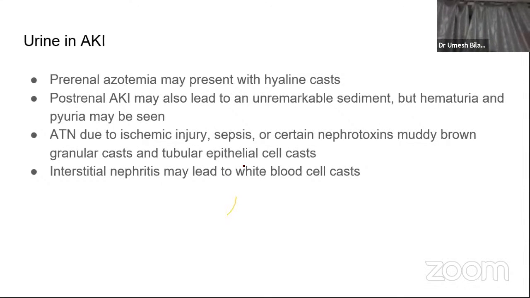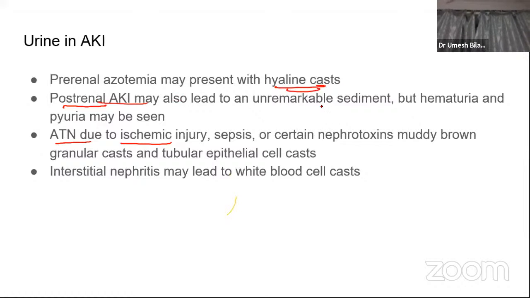Urine in AKI. Prerenal azotemia may be present with hyaline casts. So there are types of casts which are present, which manifest with the different AKIs. For example, in prerenal, hyaline casts are there, and in post-renal, there are unremarkable findings. In ATN or intrinsic renal disease, we can get muddy brown casts. Post-renal is variable. There are no specific casts. You may get hematuria because the ureter or urethra is damaged because of a stone. That's why hematuria can be there. Or if it is an infection of the ureter or urethra, pyuria may be seen.